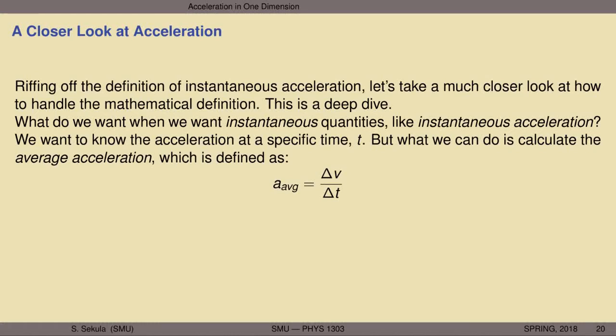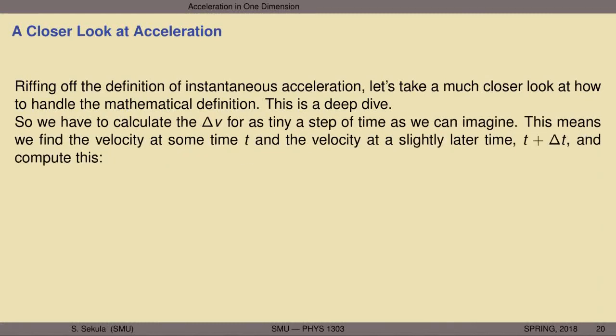But when we're doing limits and sending delta t to zero, what we are in practice doing is considering smaller and smaller units of time and looking at the slope of the line that relates velocity and time to one another in those narrower and narrower chunks of time. So what we have to calculate is delta v, and we want to do this to get an instantaneous quantity for as tiny a step of time as we can imagine.